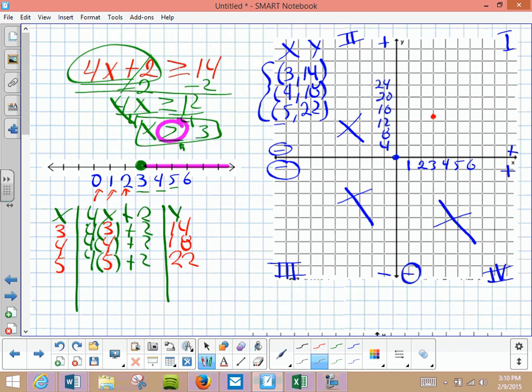So the next number is 4 and 18, right? Which is right here. And the next one is 5 and 22, which is right here. And now, which direction is the arrow going? To the right or to the left? To the right. That means I have to start from the very last number, which is this one, and draw it that way.